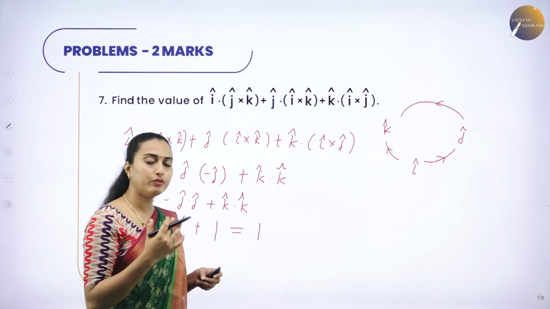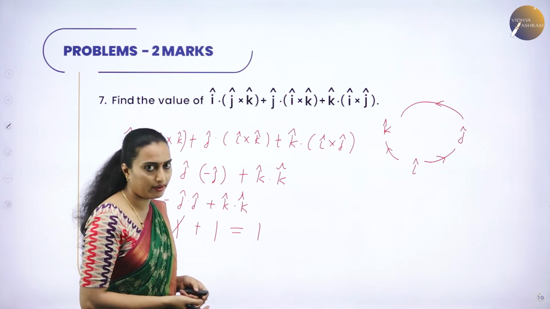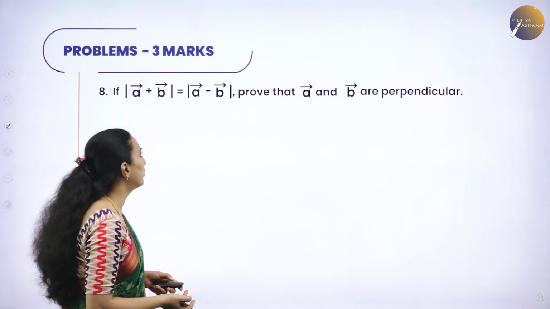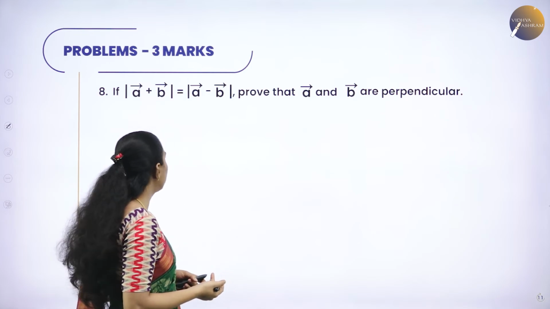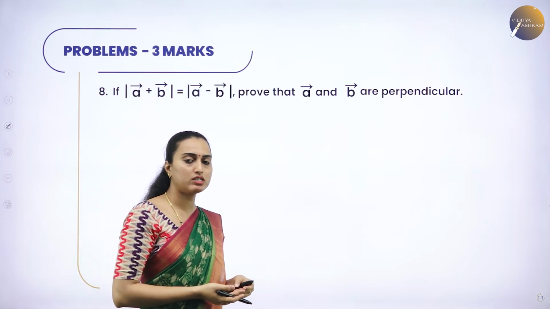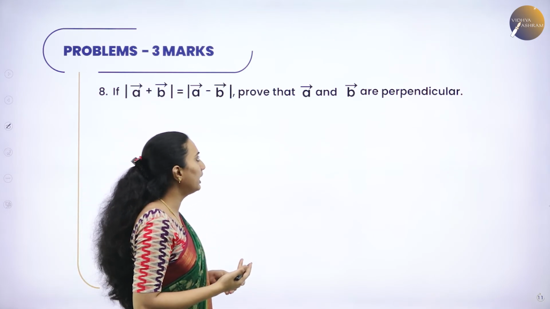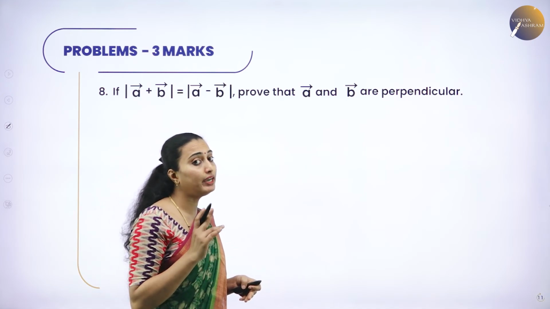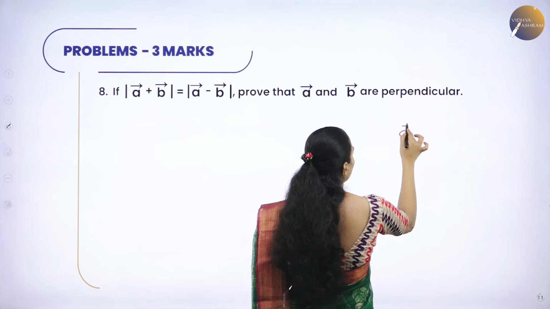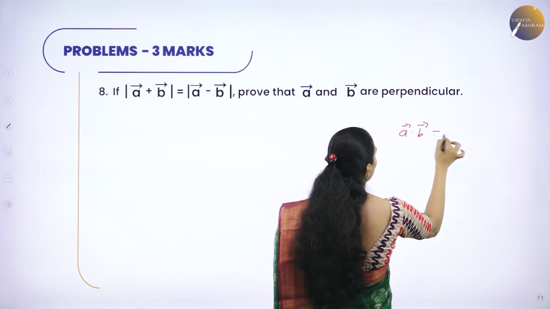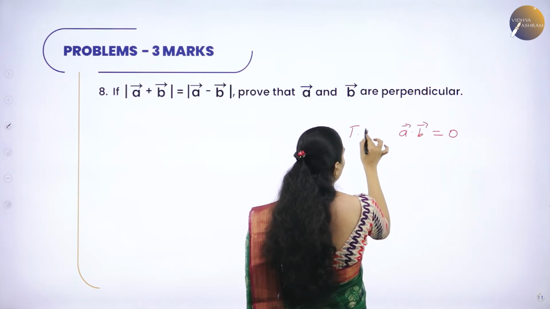Understood? I hope you understood this cyclic order. Now we'll be moving on to the next problem. If magnitude of A vector plus B vector equals magnitude of A vector minus B vector, prove that A vector and B vector are perpendicular. If they are perpendicular, you have to prove that A vector dot B vector must be equal to 0.